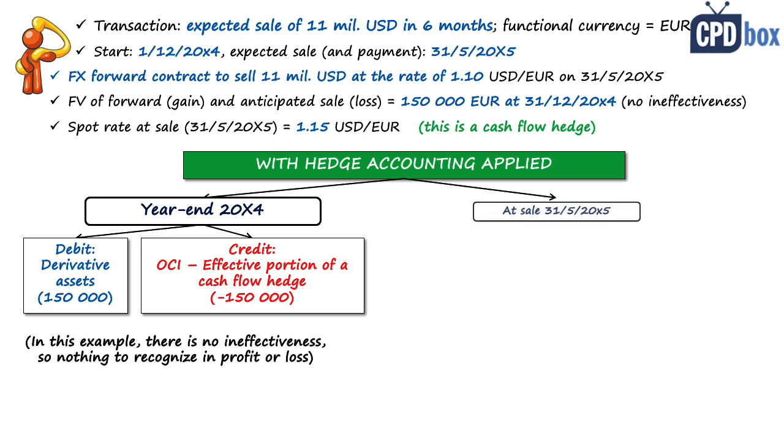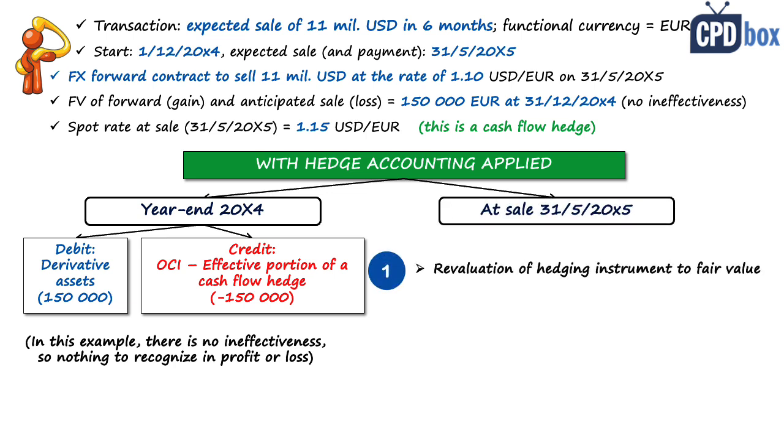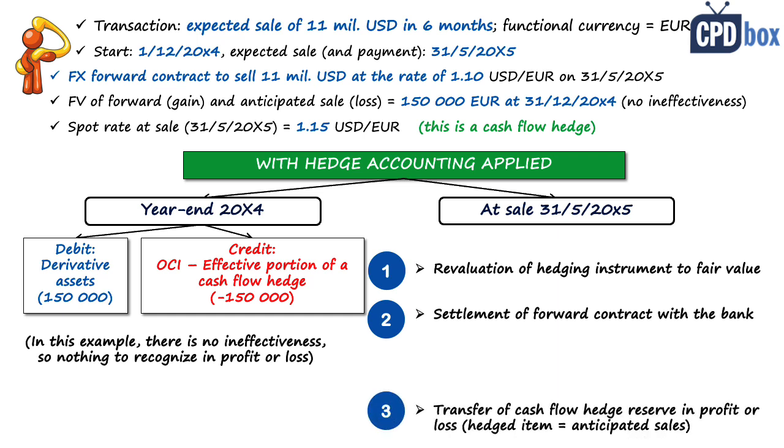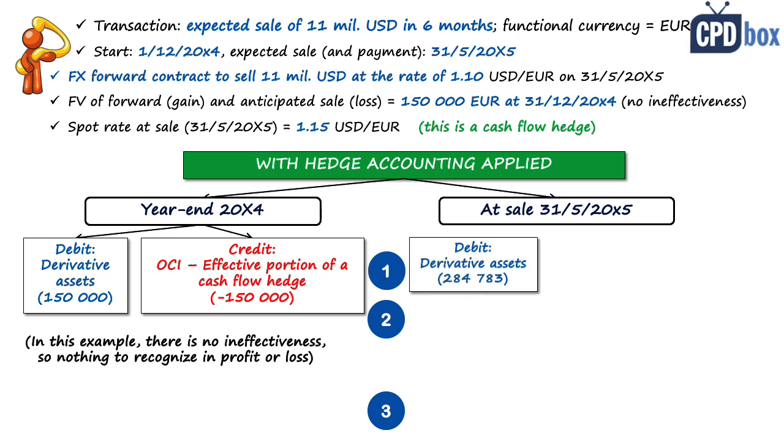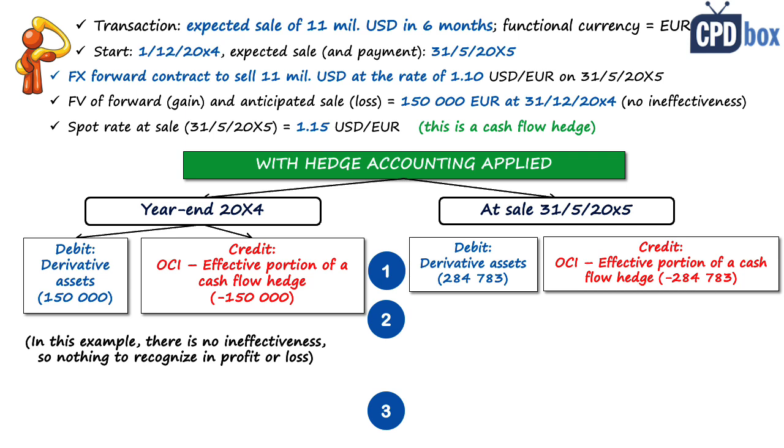Now, after 6 months at sale, we need to perform 3 journal entries. 1, revalue hedging instrument or derivative to its fair value. 2, account for the settlement of the forward contract. And 3, recycle cash flow hedge reserve because the sale happens and the hedged item affects the profit or loss exactly at that point. So 1, we debit derivative assets, and again, we credit cash flow hedge reserve with 284,783, and the number is exactly the same as we calculated before, so I'm not going to repeat that calculation here.